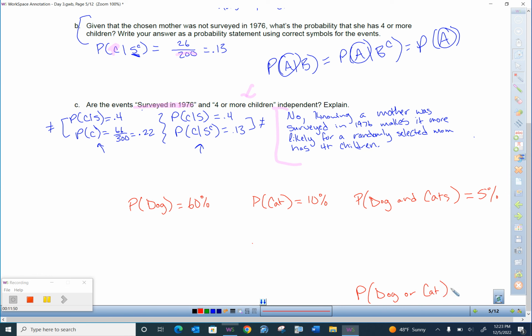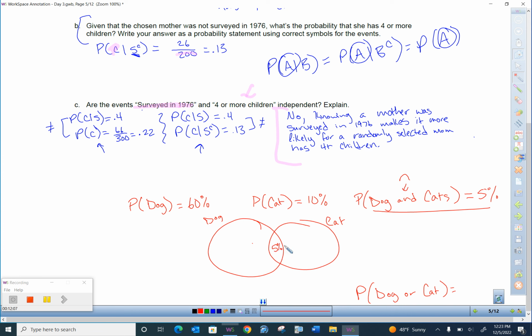Here's how it looks. You're going to draw out your bubbles and label them. So you've got dog, cat. We know they overlap because of this last one. Remember, the symbol for it is going to be intersection. So I want you to always start with that in the middle.